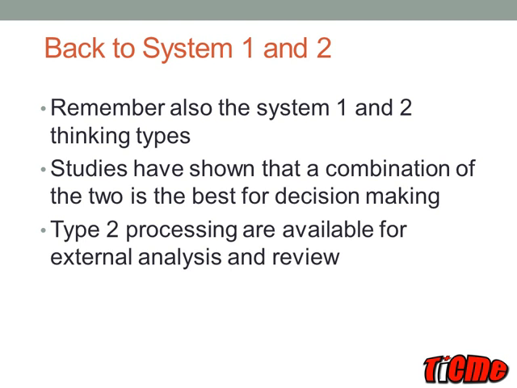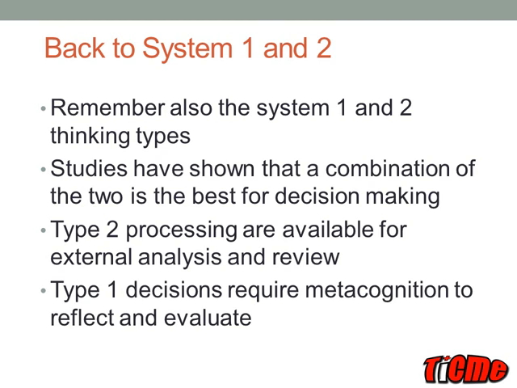Remember that Type 2 processing is available for external analysis and review, and that's because it's a logical, difficult process which is usually recorded. So the decision to interpret the chest x-ray as a pneumothorax and place the chest tube is usually a Type 2 decision, and therefore an error that's associated with Type 2 decisions is usually available for review. Remember that a Type 1, rapid emotional sort of decision may not be as visible and may not be available to review.